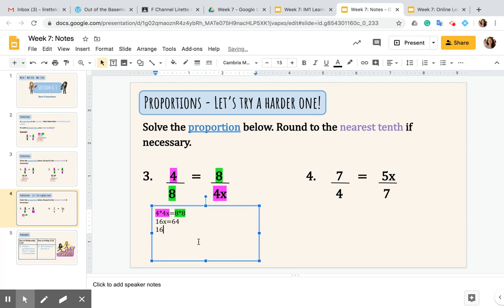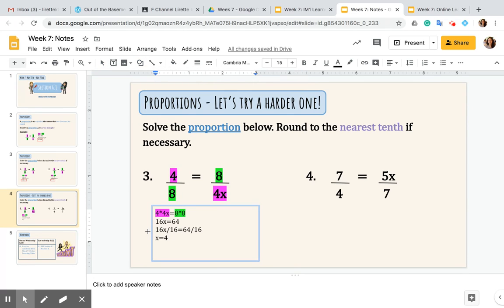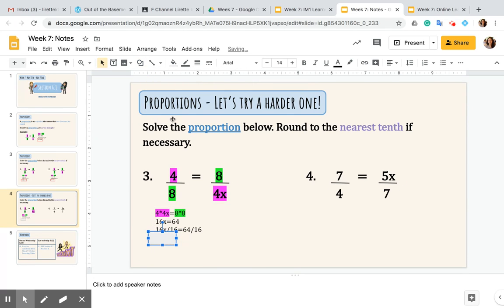To get the x by itself, 16x, it's touching, that means multiplication. The opposite of that is to divide by 16. So I'm going to do that to both sides. 64 also gets divided by 16. The x is now alone, and then if I use my calculator and divide 64 by 16, I get 4. Haven't needed to round yet. I'm hoping I'll need to round for the last one. So here's my final answer.